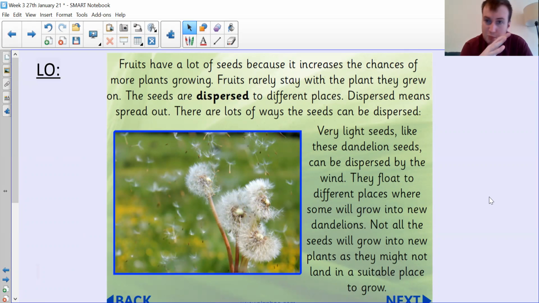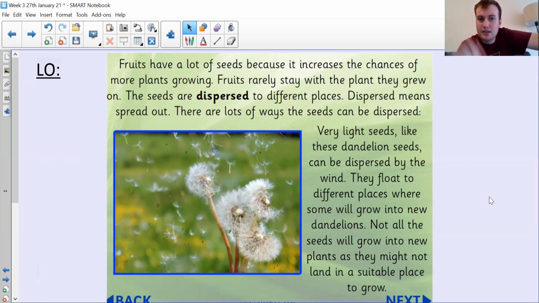Dispersed means spread out. If I'm asking you to find a space in the classroom, I might say disperse, and you all need to spread out and find room. Dispersing is the idea of spreading out. There are lots of ways that seeds can be dispersed.